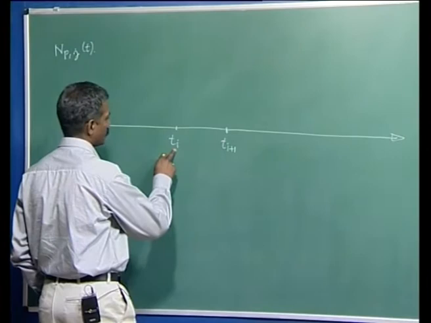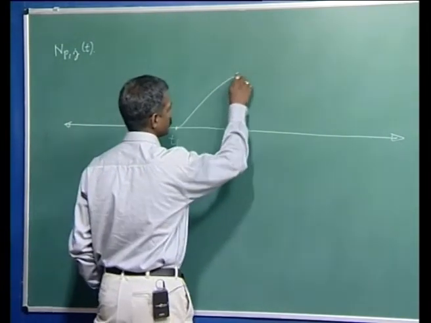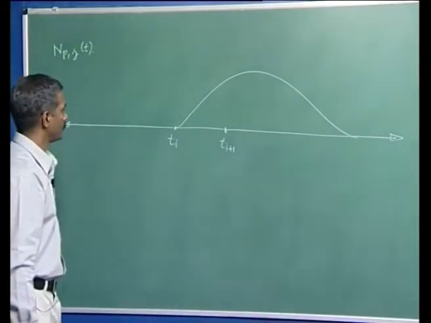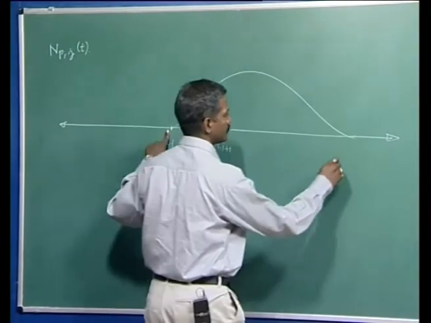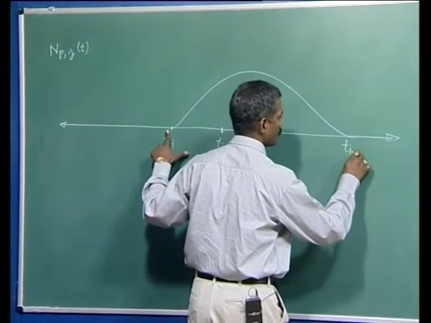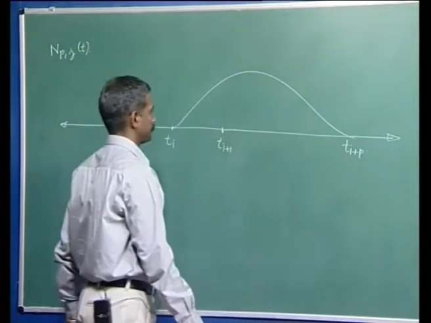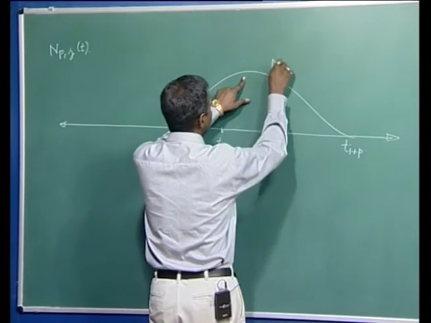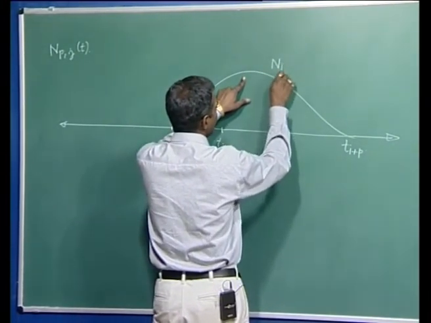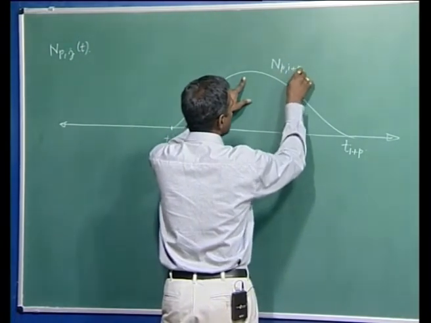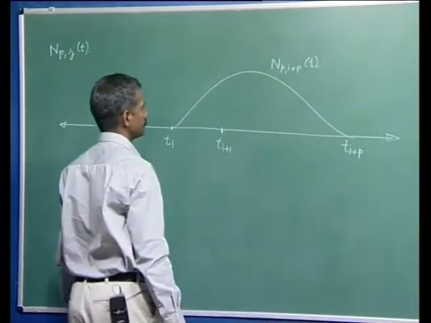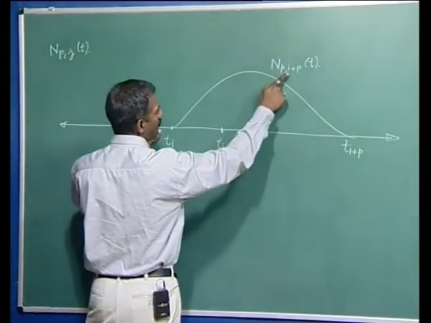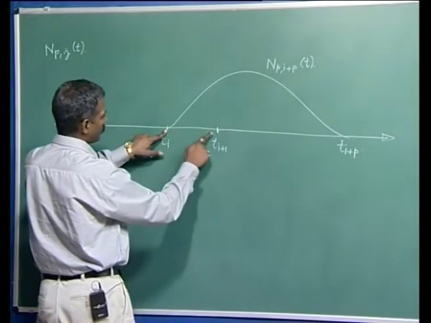If I start with knot Ti and sketch a normalized basis function, this would end at Ti plus P. And this B-spline here will be nomenclated as N_{i+P}^P of t. Of course, N_{i+P}^P of t will be non-zero over this span here.